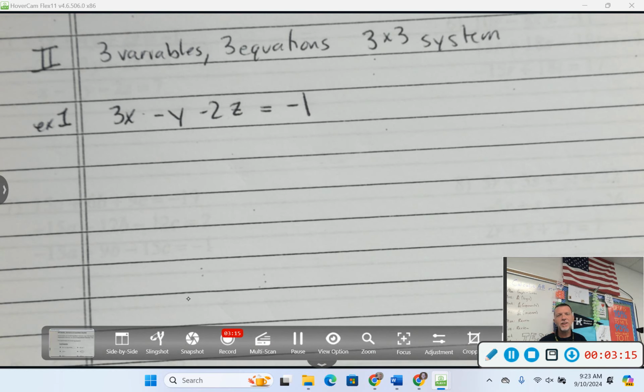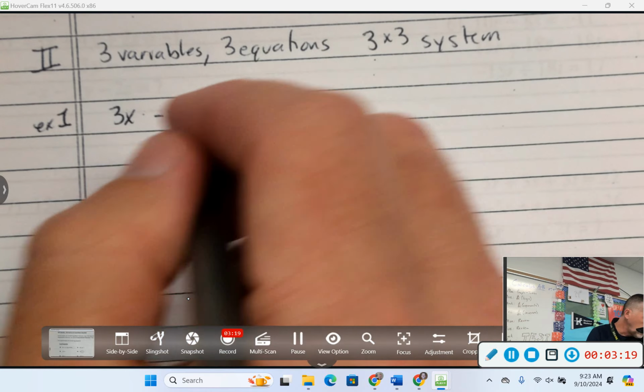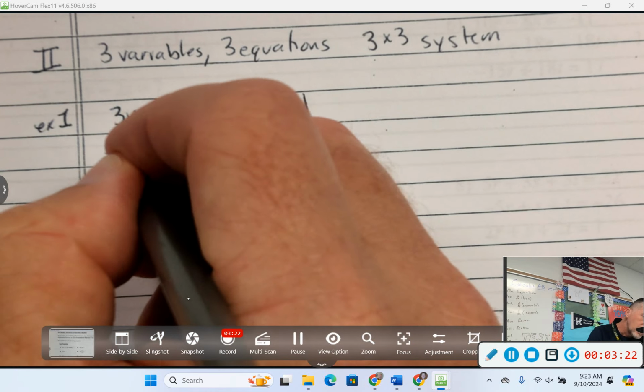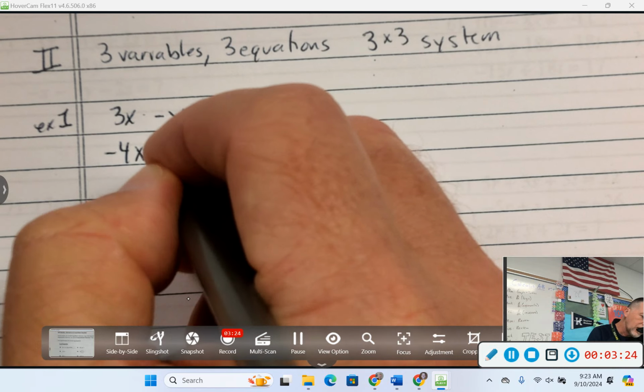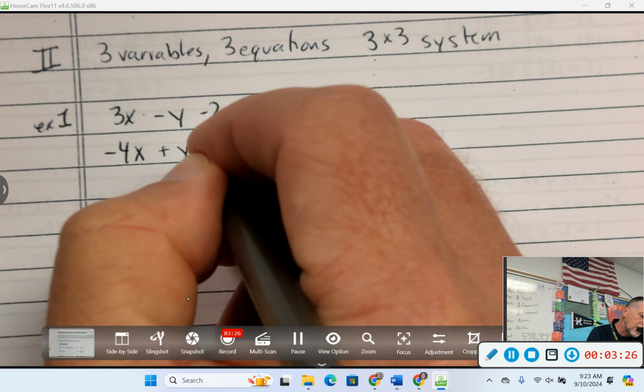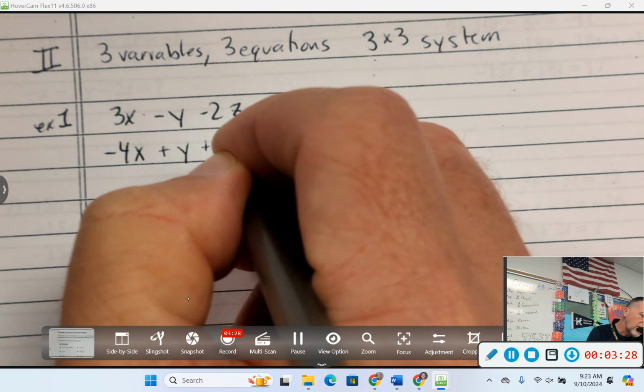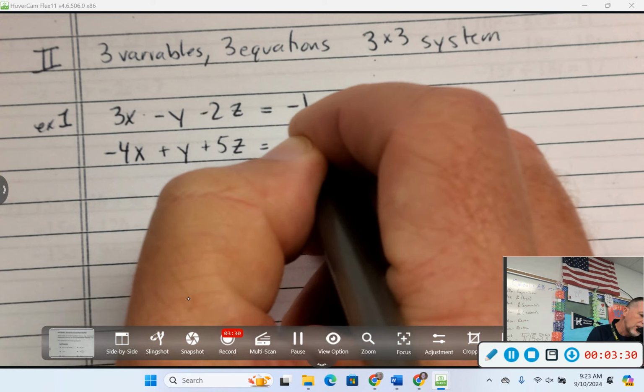Conversation about how neat to make your z's so that they stand out from your 2's. Negative 4x plus y plus 5z equals 9.